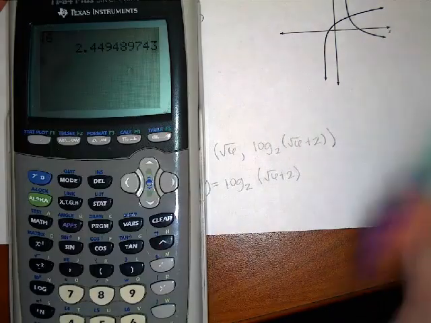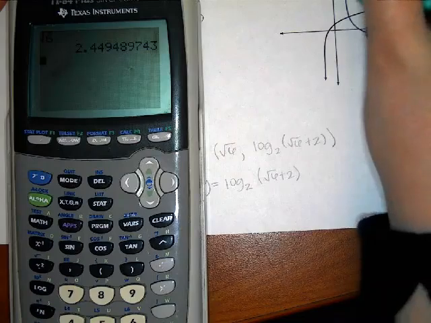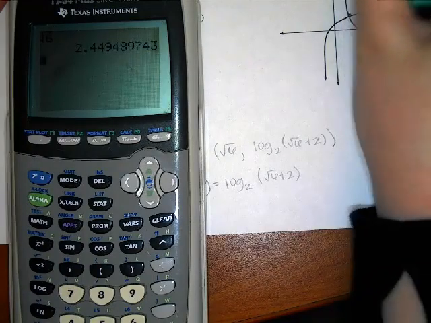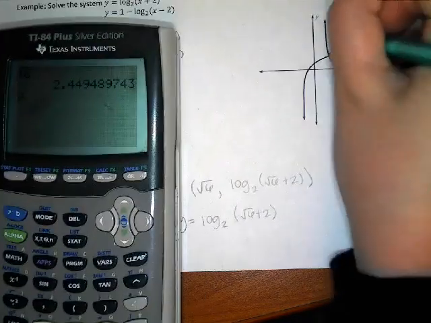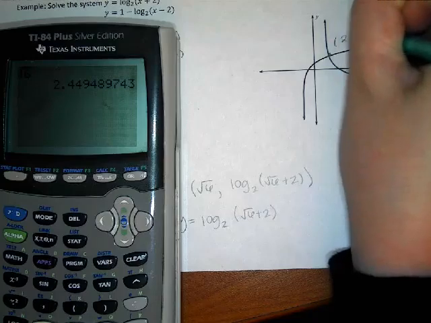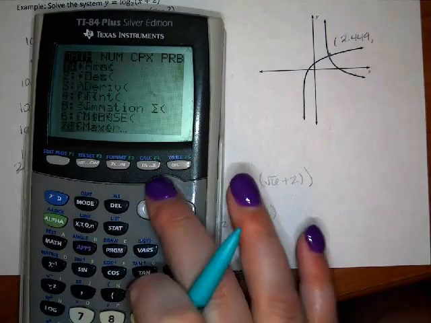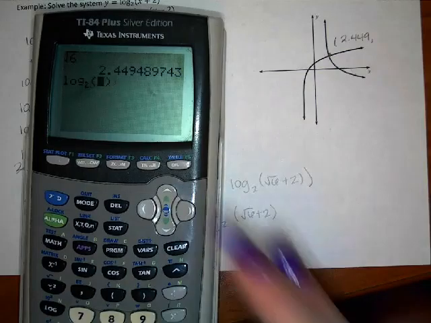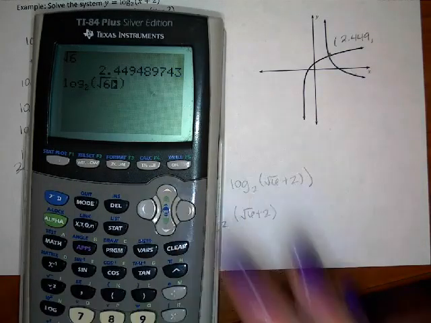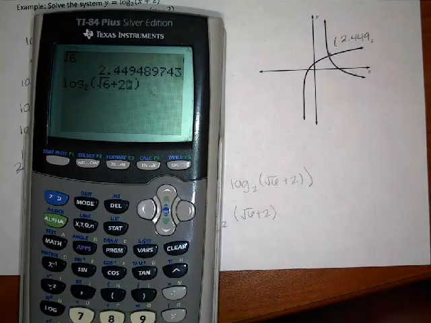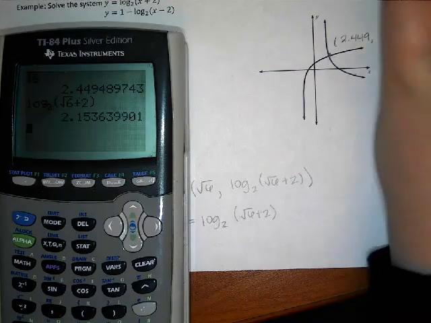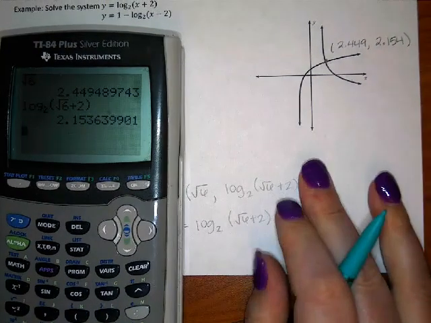So we have 2.449. And then we have log base 2 of square root 6 plus 2, 2.154. And there we go.